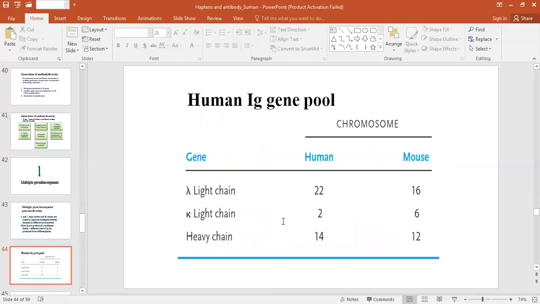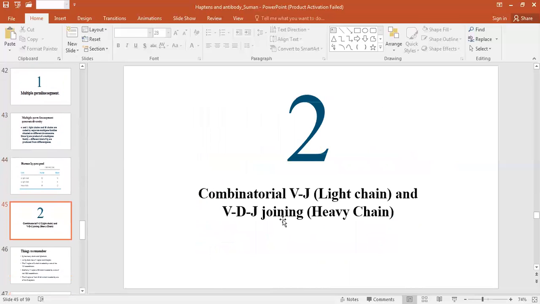So here, for an example, you can see the human IgG gene pool, the chromosomes here in human and mouse. If you compare, then you can see the gene for the lambda chain for human is on chromosome 22 and mouse is 16. For kappa light chain, human is 2 and mouse is 6, and for heavy chain, human is 14 and mouse is 12. This is not the statistics, this is the location of the gene.